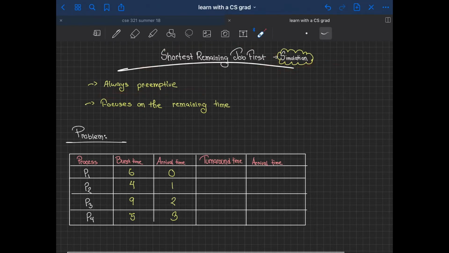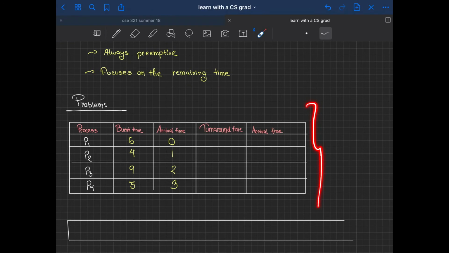So first of all, this algorithm is a preemptive type algorithm, meaning that whenever a new process comes into the RAM, if it has a lower remaining burst time, then it would switch. So there would be a context switch, and the process with the lower remaining burst time would get the CPU. As the name suggests, this is where we would focus on the remaining time rather than the burst time. So let's look into an example to see how things work here.